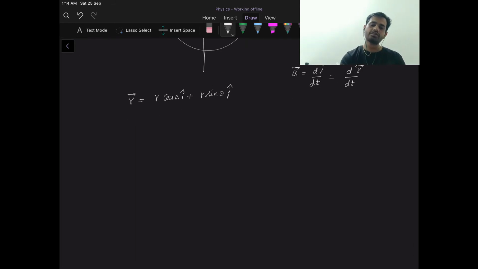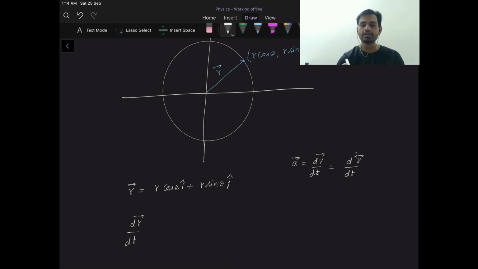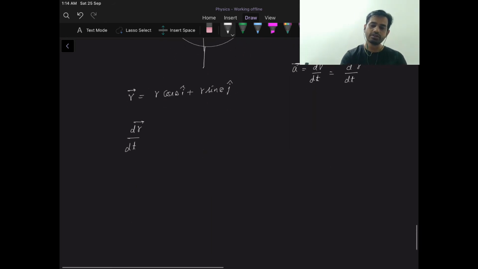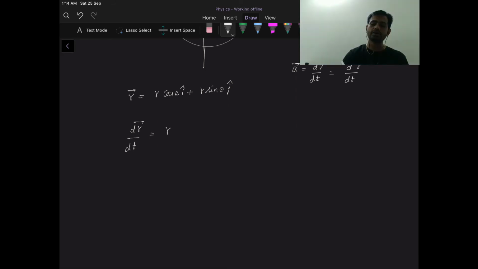So let us differentiate for the first time. The value of dr by dt: since it is moving in a circle with constant radius, because it is circular motion, r will remain constant, so we can take out this r. What is the differentiation of cos theta? The differentiation of cos theta is equal to minus sin theta, right?